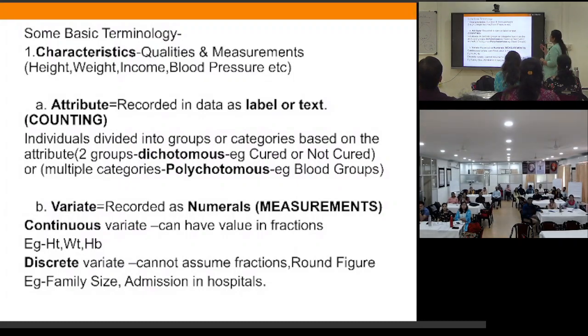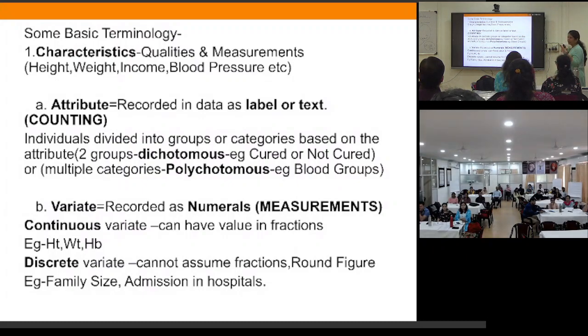So characteristics. We all have various characteristics like qualities and measurements. Okay, height, weight, measurements, income, low income, high income, blood pressure, etc. These are the various characteristics. Now, characteristics can be of two types: attribute and variate. Okay, so attribute, always remember this, very important. An attribute is recorded in data as a label or text. Okay, gender, boy, girl.